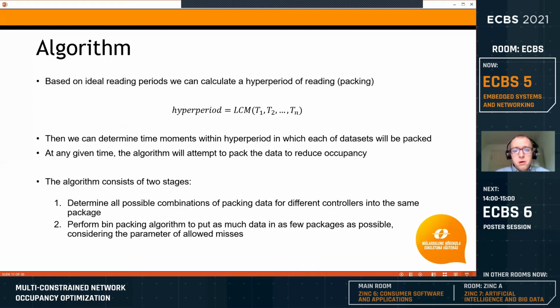And here, our algorithm consists of two stages. First is, in each time moment, determine all possible combinations of packing for different controllers in the same package, and then to perform a bin packing algorithm to do the packing optimization, actually. Here we employed a best fit decreasing algorithm, but taking into account the number of allowed misses for every combination we tested on.